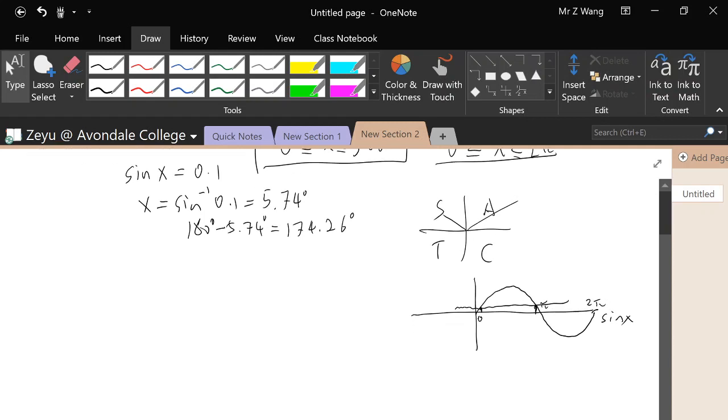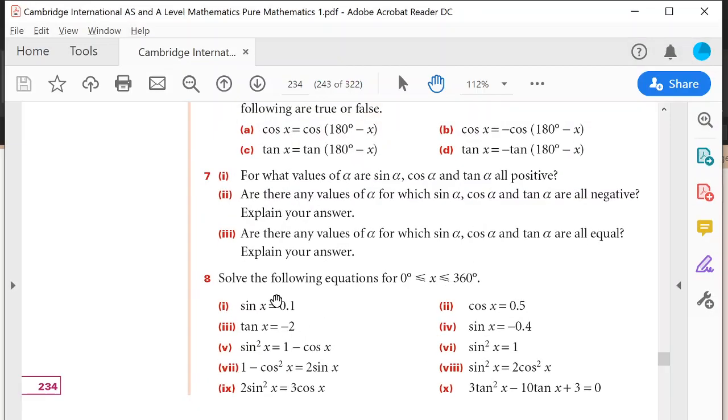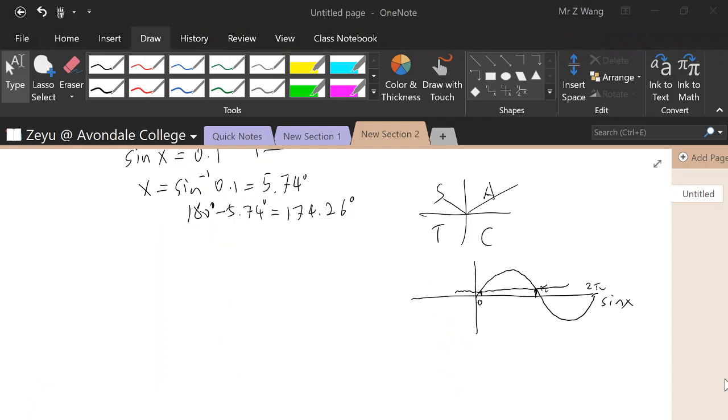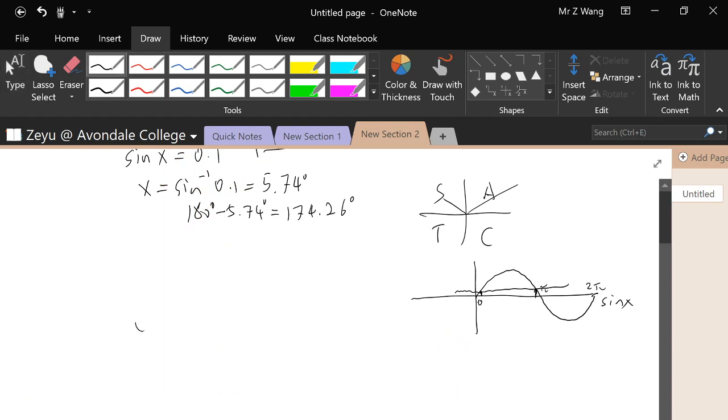The second equation, cosine x equals 0.5. Pretty much the same thing. Cosine x equals 0.5. I directly know the answer because this is a special angle. We know x equals 60 degrees.